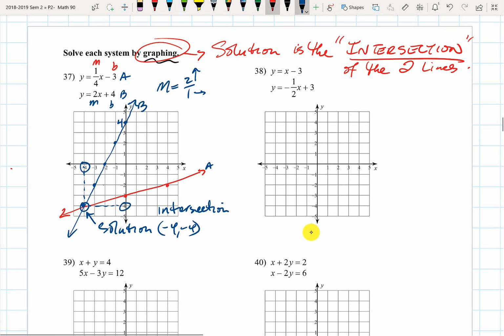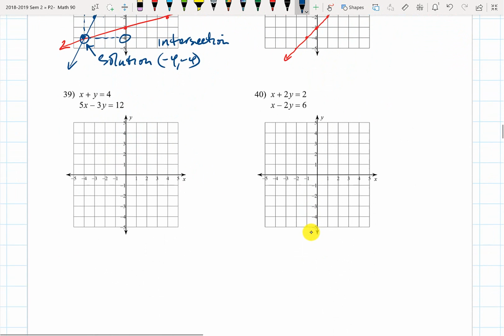All right, you just have to get experience on this. The slope here is 1, y-intercept's negative 3. So a slope of 1 goes up 1, right 1. What I suggest you do is plot a bunch of points, because then you can see where they intersect a whole lot easier. This is line A. And then B: slope's negative 1/2 and the y-intercept's 3. So down 1, right 2, down 1, right 2. There's the solution right there. It's always the intersection. So 4, 1.